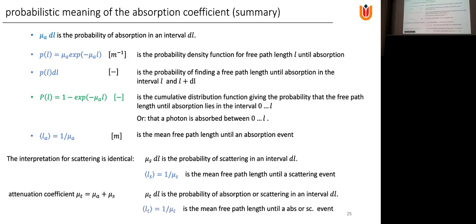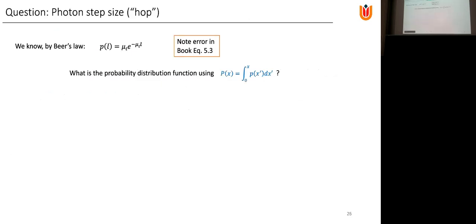Use this to sneak in a new coefficient, the attenuation coefficient, the sum of the absorption and the scattering coefficients. So mu(t) times dl would then be the probability of either absorption or scattering happening. 1 over mu(t) would be the mean free path length until either an absorption or a scattering event occurs.